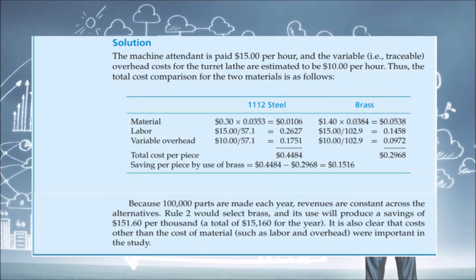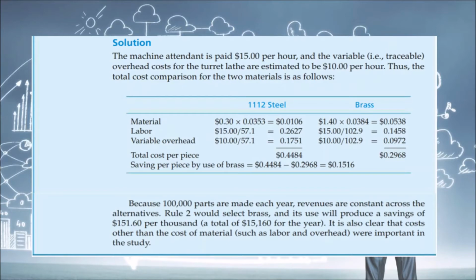Okay, so we have for material, 0.0106 for steel, for brass 0.0538. For labor, we have 0.2627 for steel and for brass 0.1458. The variable overhead for steel is 0.1751 and for brass 0.0972. So the total cost per piece for steel is $0.4484.